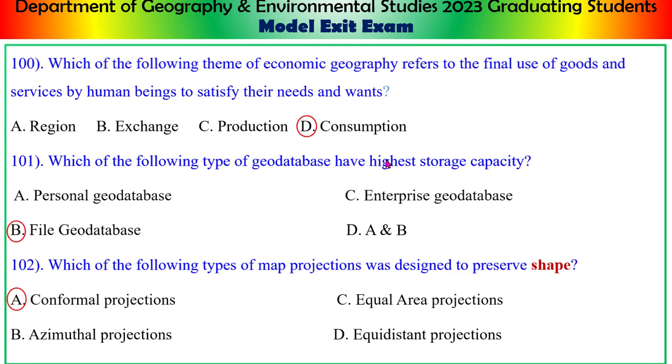Conformal projection is also known as orthomorphic projection. They are designed to preserve shape, and the projection maintains accurate local angle and shape, which means that small areas of the map maintain their correct shape in relation to each other. However, conformal projection distorts the other properties such as size and distance.